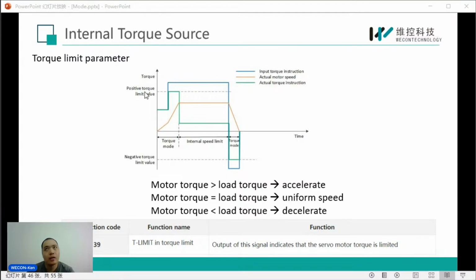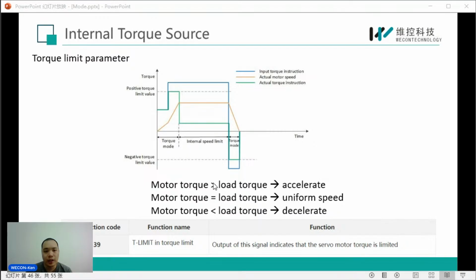And before I introduce this, there is a basic formula, the Newton formula. I think everybody should know it. F equals m times a. Force equals m times a. Combine it with this picture.